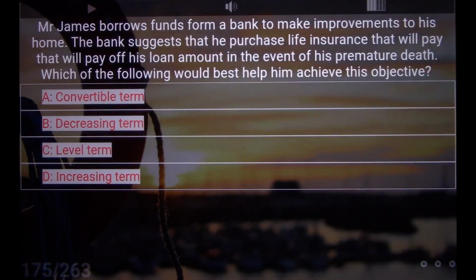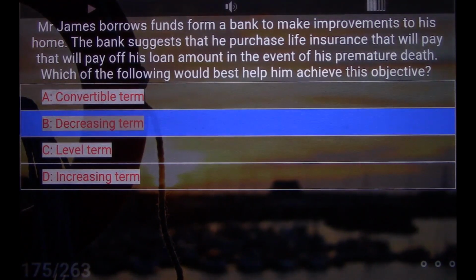Mr. James borrows funds from a bank to make improvements to his home. The bank suggests that he purchase life insurance that will pay off his loan amount in the event of his premature death. Which of the following would best help him achieve this objective? B. Decreasing term.